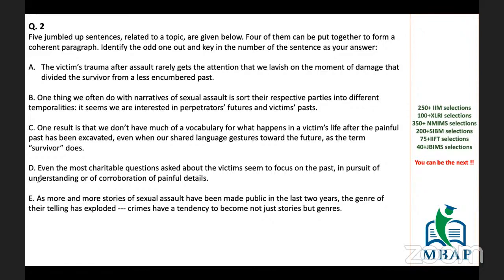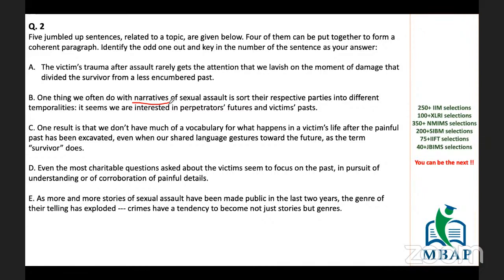One thing we often do with narratives of sexual assault is sort their respective parties into different temporalities. It seems we are interested in the perpetrator's future and the victim's past. Narrative means something related to a story, when someone is delivering a particular incident to someone: I saw this incident, I came to know that this incident took place, and I'm narrating it, maybe through newspaper, maybe through social media, maybe one to one. That is entirely focused on the victim's past and what is going to be the culprit's future. This is where our entire focus is. We are ignoring that damaging fact.